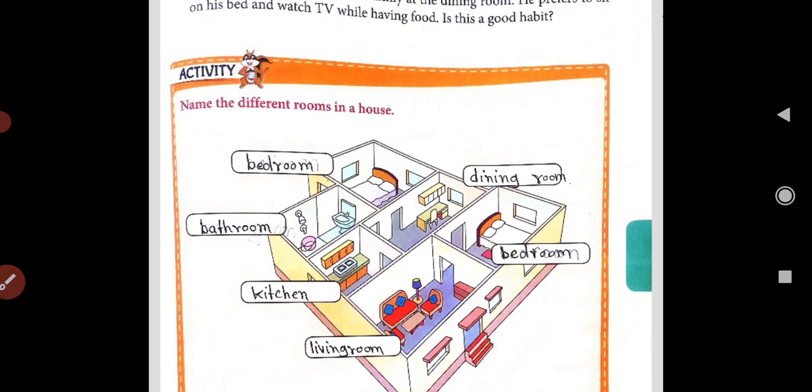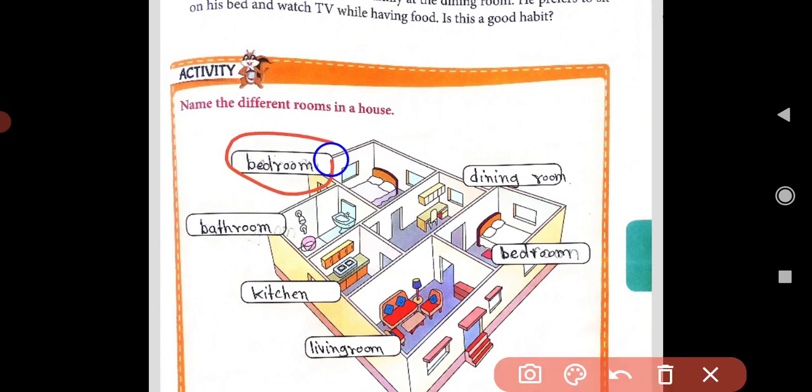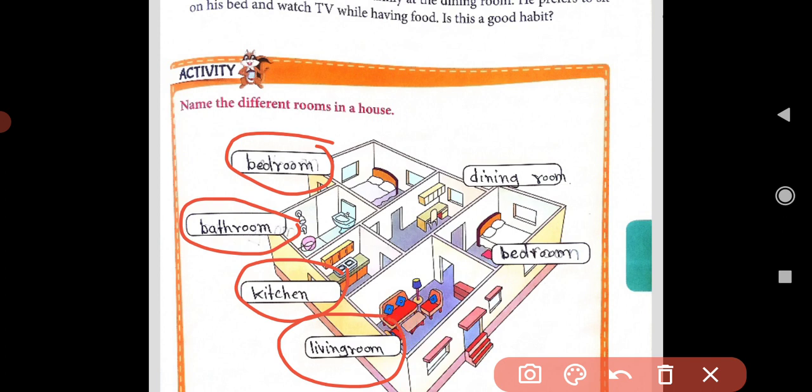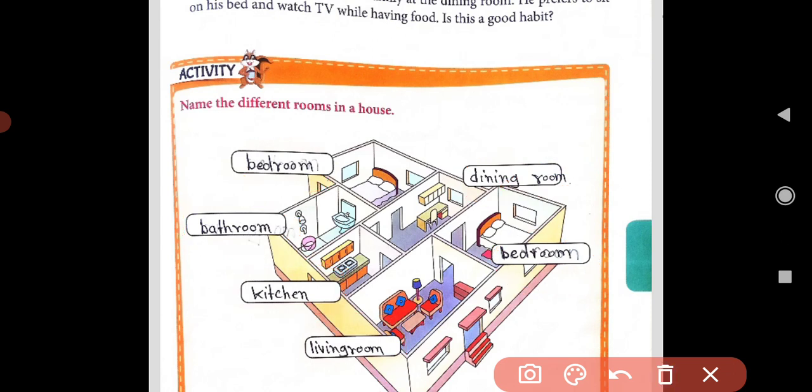Activities are given. Name the different rooms in a house. Here is the bedroom, dear student. Here is the bathroom. You can see the picture also. Here is the kitchen. This is the living room. This is the bedroom. This is the dining room. Understood? Here we have placed the names.